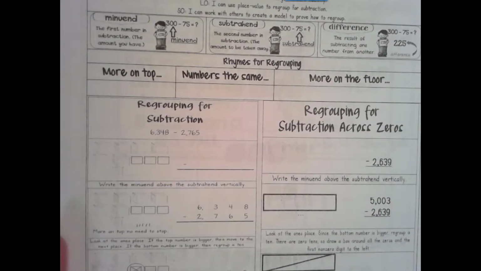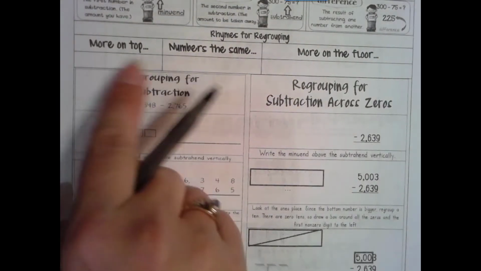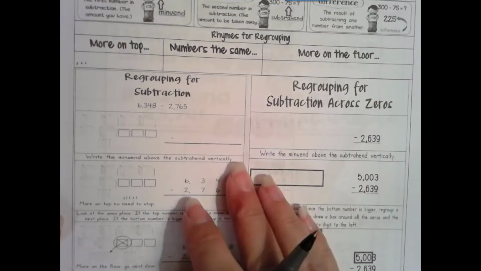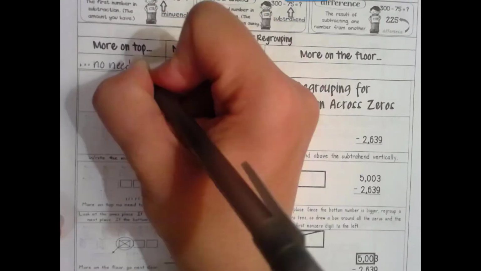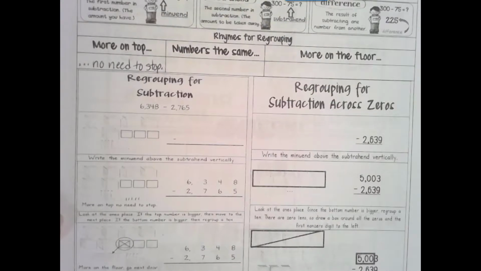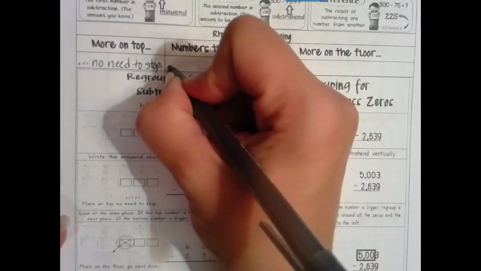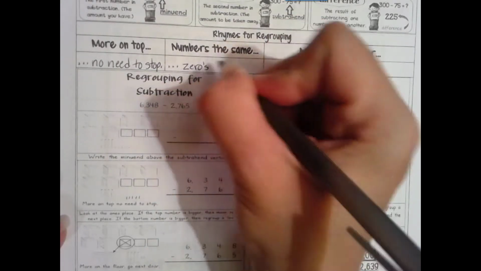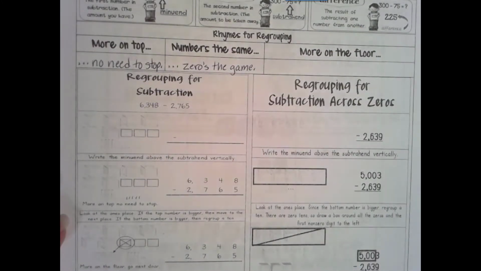So we have some rhymes for regrouping. You've heard me use it in our daily fraction. But just in case, we have more on top. When we have more on the top with subtraction, there is no need to stop. We can subtract. If the numbers are the same, numbers the same, then zeros the game. That means you're going to end up with a 0 for you're taking away the same amount.